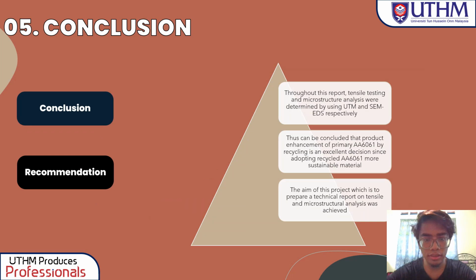Next is the conclusion part. Through this report, tensile testing and microstructure analysis were determined by using ASTM and SEM respectively. Thus, we can conclude that the enhancement of the primary AA6061 by recycling is an excellent option to adopt for making AA6061 a more sustainable material. The aim of the project, which is to prepare a technical report on tensile and microstructure analysis, was achieved.